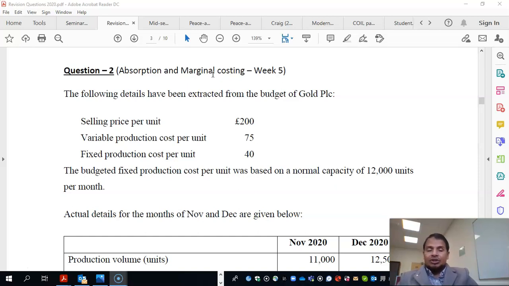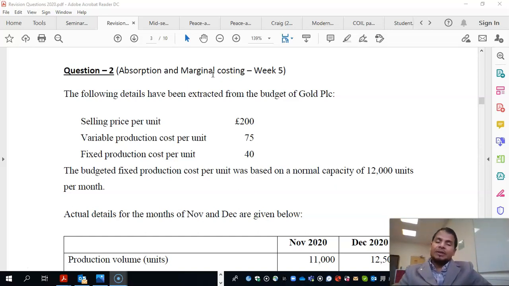As you could remember, absorption costing is a full costing or traditional costing system where we consider the full cost of manufacturing a product. That means the total cost of manufacturing a product, fixed cost and variable cost. But in case of marginal costing, we consider only variable cost of manufacturing a product in case of calculating product cost or manufacturing cost. So let's see the example given here.